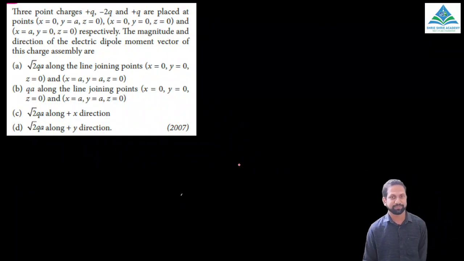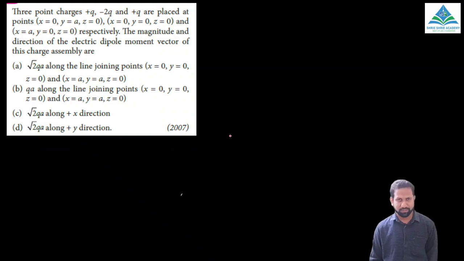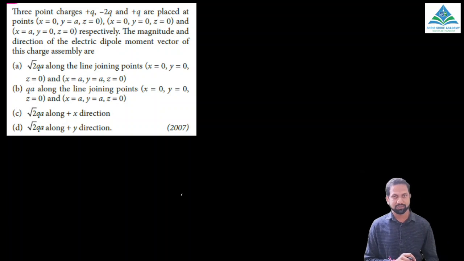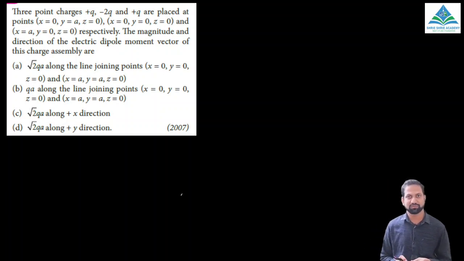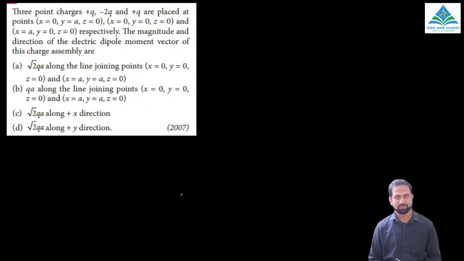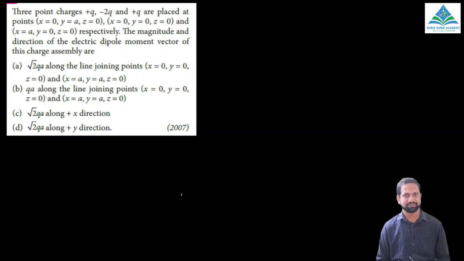Next problem. Three point charges plus q, minus 2q, plus q are placed at the points (0, a, 0), (0, 0, 0), (a, 0, 0). Like, these are the three coordinates they mentioned. And the magnitude and direction of the electric dipole moment vector of this charge assembly are asked. So it's very simple and straightforward.